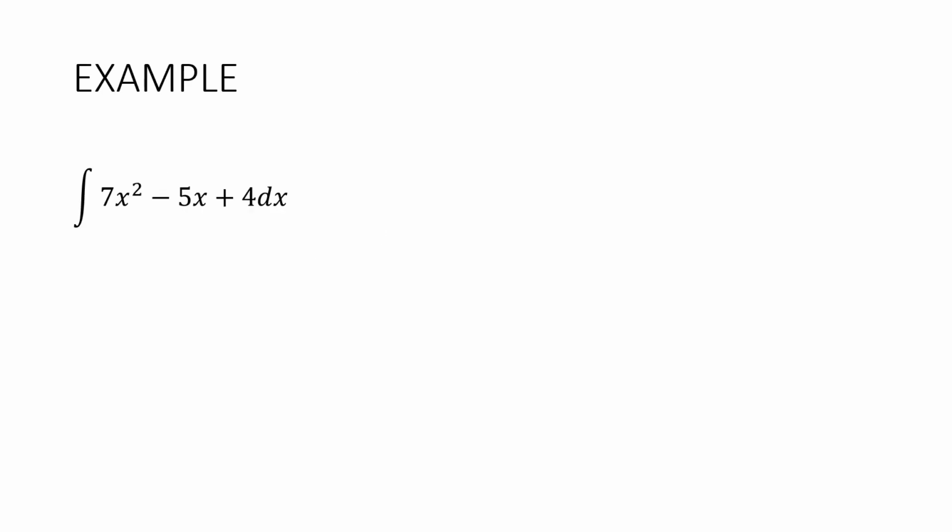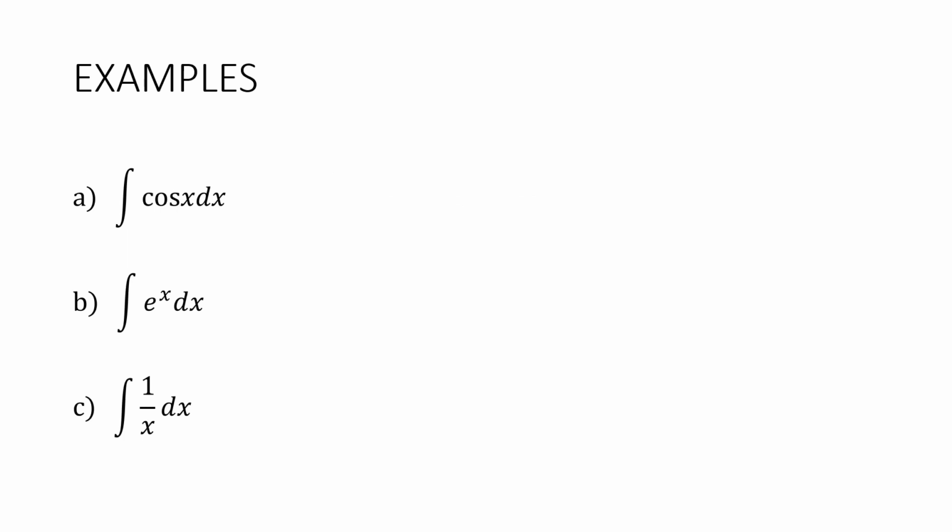So let's do this question. Remember the rule? 7x squared, we're going to raise this power by 1, so 3, divided by 3. Take away 5x, that's to the power of 1 currently, so 5x squared divided by 2. And if I integrate 4, I'm going to get 4x. And don't forget your plus c.